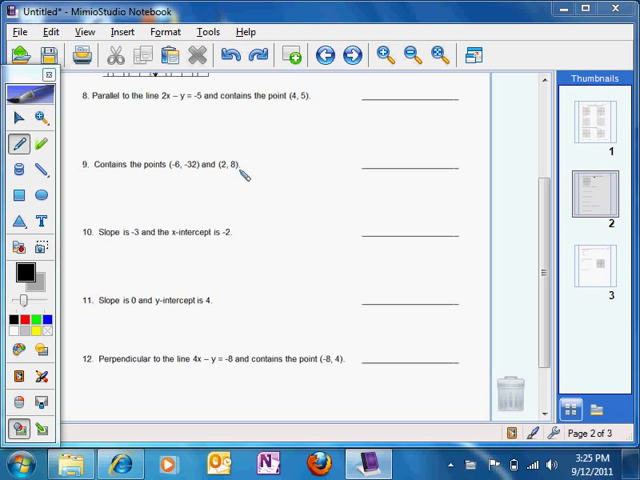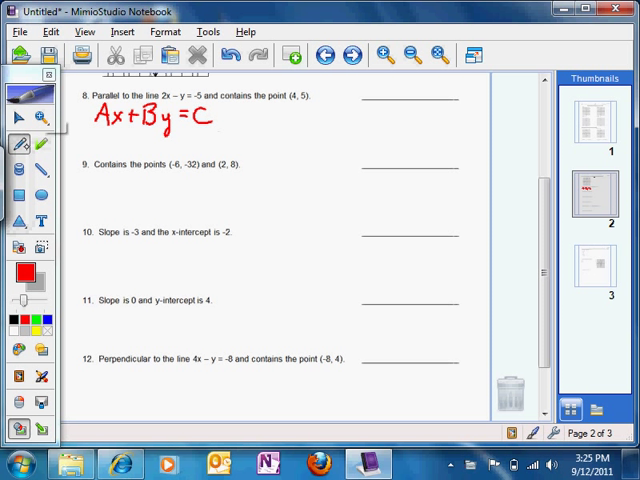Let's talk about how to write some equations of lines. Let's look at number 8 here. We want to write an equation of a line in standard form, which, if you remember, is Ax plus By equals C. In other words, all of my x's plus or minus all of my y's set equal to C, my constants. Okay?